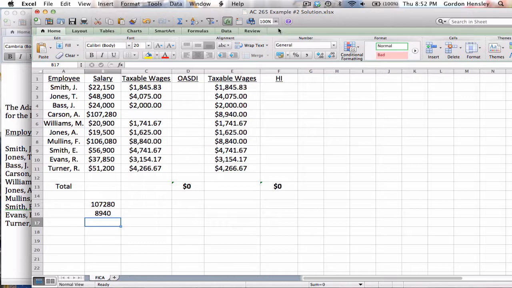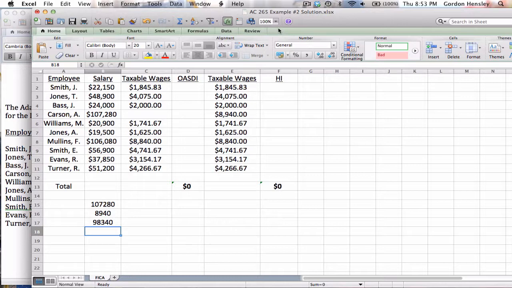Now we're getting ready to do the December pay. So that means that so far year to date, this person has been paid for 11 months worth of salary. So $8,940 times 11 months means that year to date, this person has made $98,340.